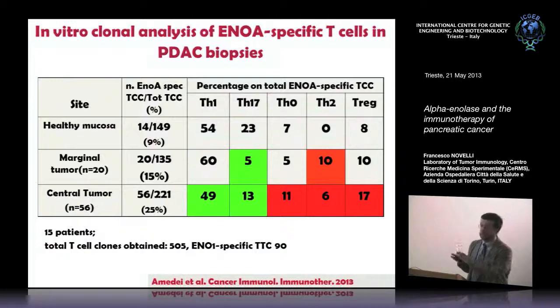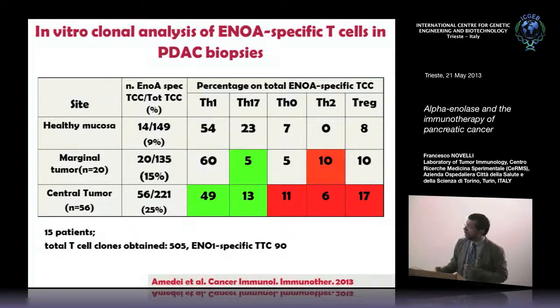But when we looked at the functional profiling, by looking at the cytokine release of these T cells, we observed that Th1 and Th17, which can be considered effector T cells, were present in healthy mucosa, and for example Th1 slightly decreased in the central tumor. Th17, for example, is well represented in healthy mucosa, and this percentage decreases, reaching 30% in central tumor. So there is a decrease of Th17. But when we looked at Th0 and Th2, and most importantly at Treg cells, we observed that their percentage increased in the central tumor.